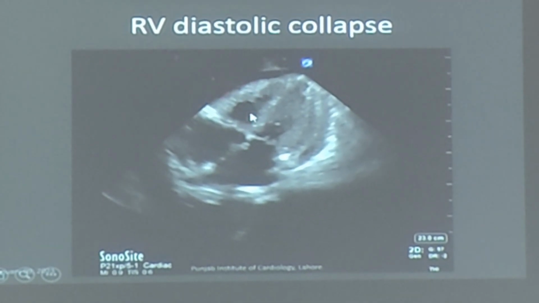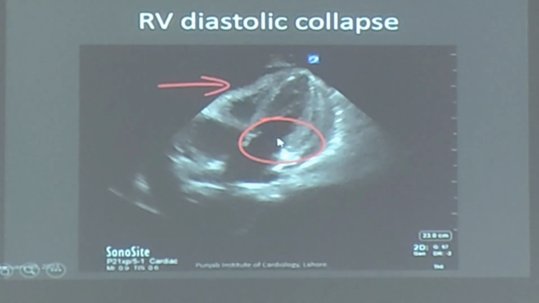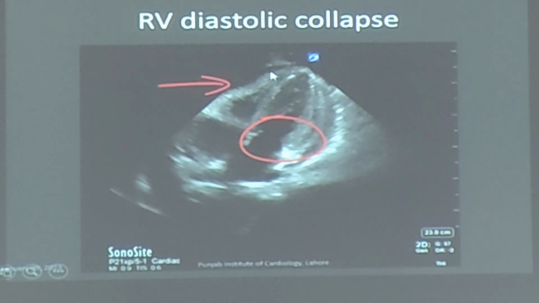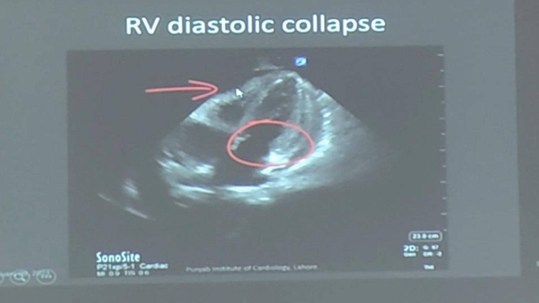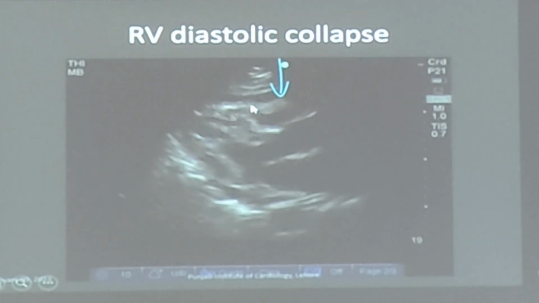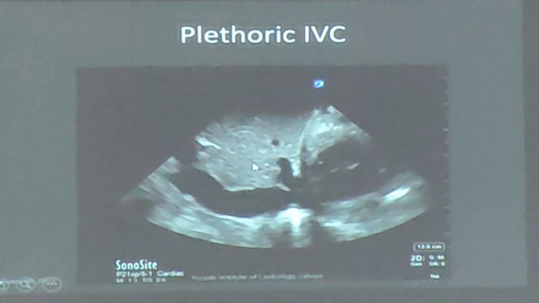And of course, this is the RV diastolic collapse. In the diastole phase, you see that the mitral valve has closed and is now open here, so it is the filling phase, and we see that the RV has been collapsed. So RV collapse in diastolic phase. And then you can see another view of diastolic collapse of the RV.